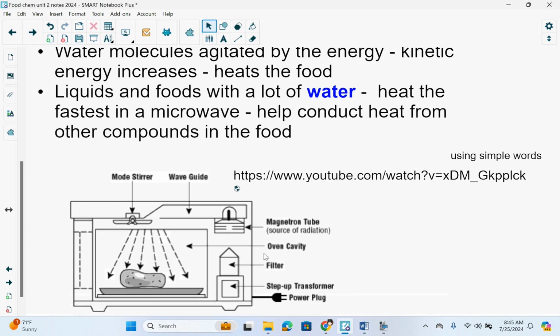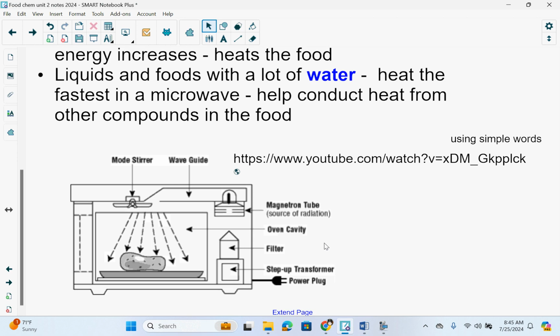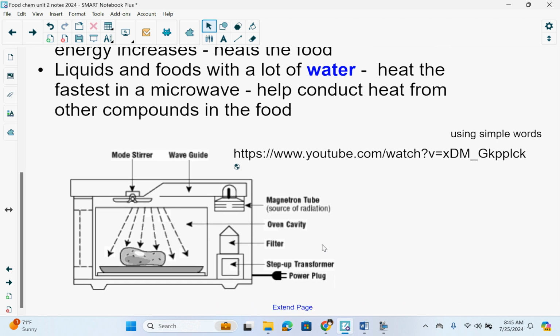And this is a great little video that shows you the general concept of the microwave. So there's the magnetron, which you probably don't see. You might see the outside of it on the inside, but in general, you don't see that.